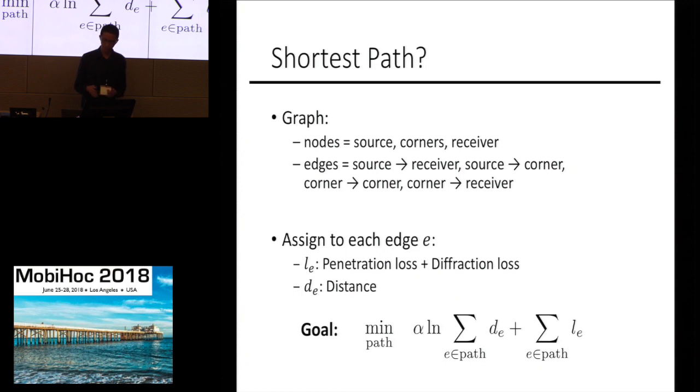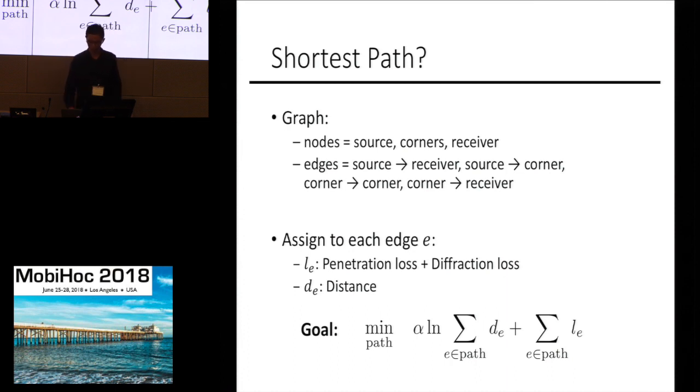And then in the next step, we like to assign the weights to each edge. So actually here we have two dimensions of the weights. The first dimension is L sub E, which is the sum of the penetration loss and the diffraction loss. The second dimension is the distance of the link.